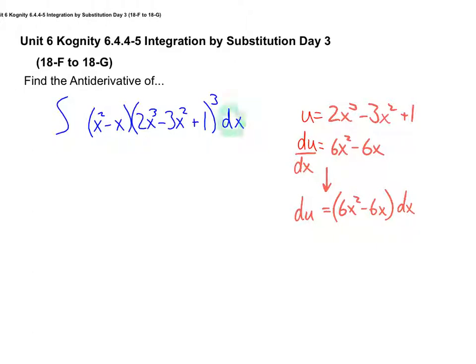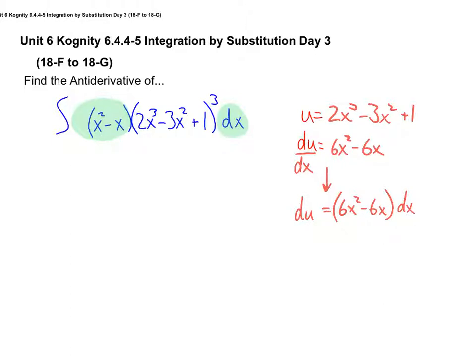Now, as I look for my du, I see the dx, okay? But instead of a 6x squared minus 6x, I only have an x squared minus x. So what can I do here? Multiply by 6 on the inside and 1/6 on the outside. Okay, yeah, that's what we're going to do.